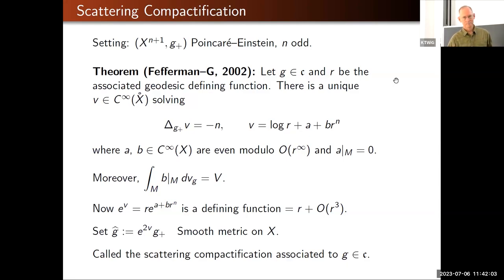No, G hat is a metric on the interior. It's a compactification of the Poincaré-Einstein metric. You just take the Poincaré-Einstein metric and multiply it by the correct defining function squared and you get G hat. So it's a smooth metric on the inside, which is a compactification of the Poincaré-Einstein metric. Okay, so that was ingredient one. Set that aside, we'll get the other two ingredients and then we'll mix them together.